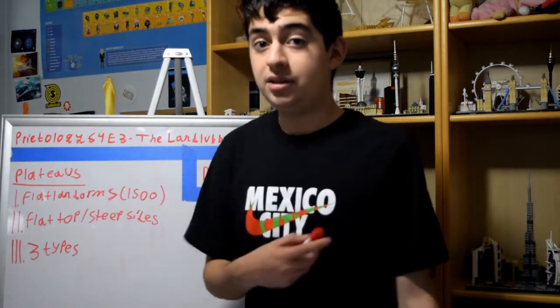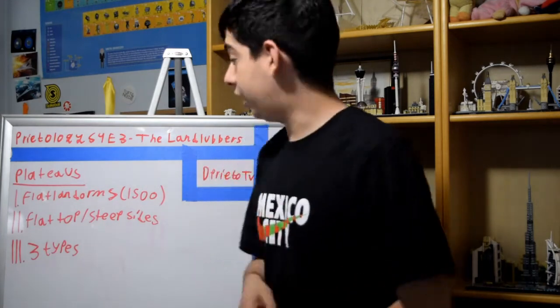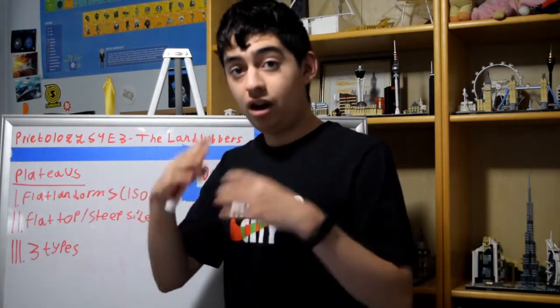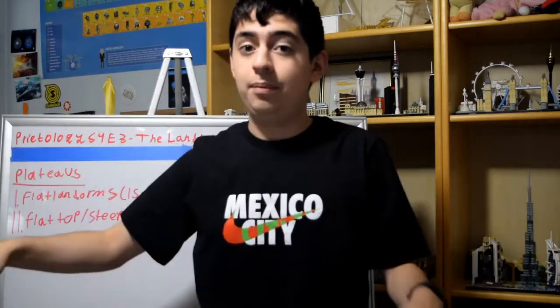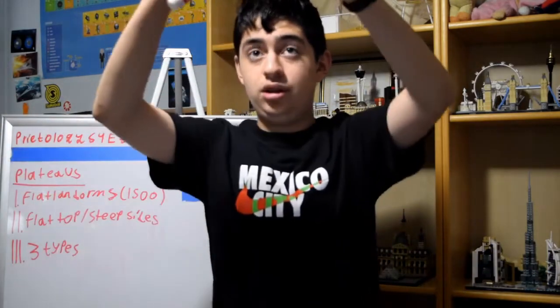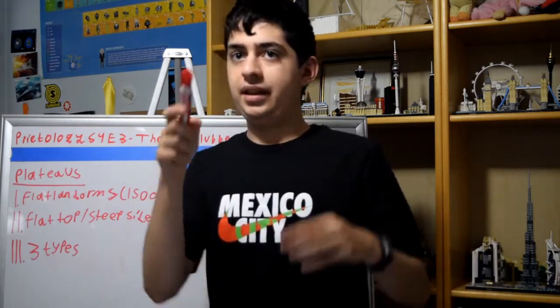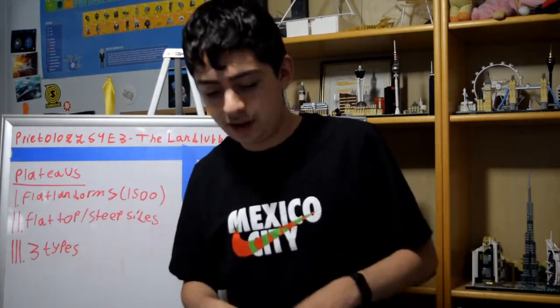So Mount McKinley, like we said before, is not a plateau. It's way too high, 20 times higher than this. An elevated landform, it consists of a flat top and steep sides, so essentially, imagine a trapezoid. It's got a flat top like that and steep sides like that. That's kind of like a plateau.